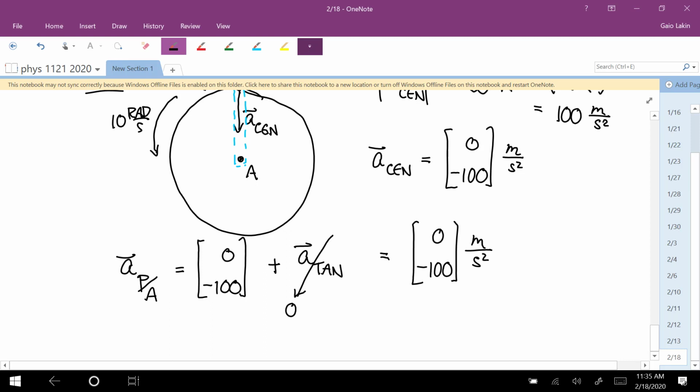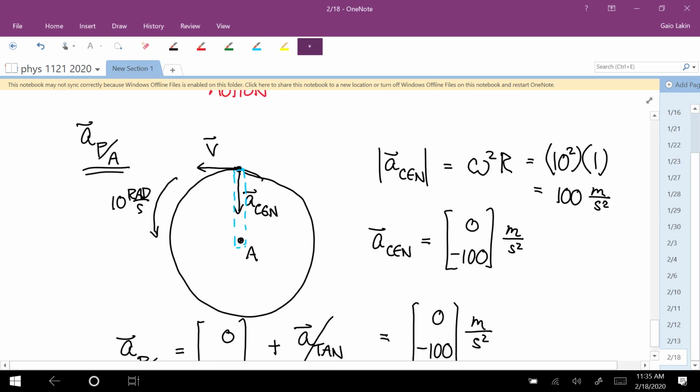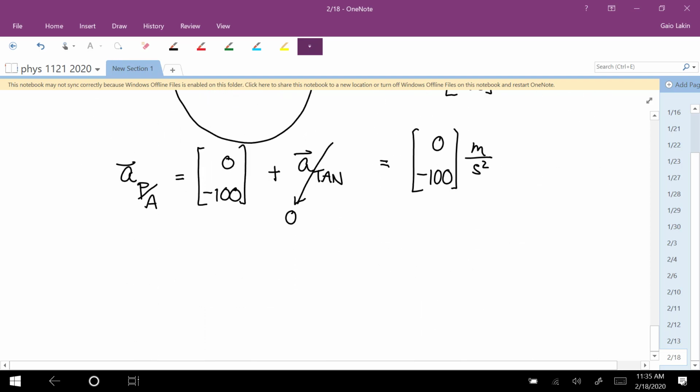Yes? How do you know it's negative 100? How do you turn it into negative? Because when I first drew this picture of the circular motion, the centripetal acceleration is always toward the center from whatever point you care about. So toward the center is down, and that's our negative y direction. Okay, so we have that.